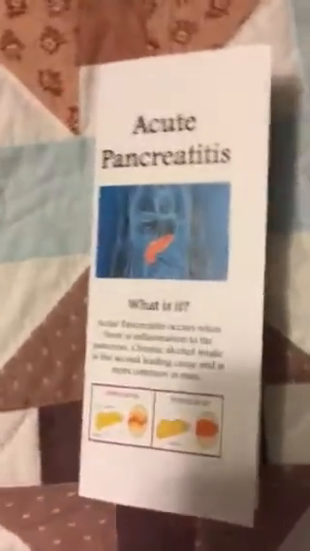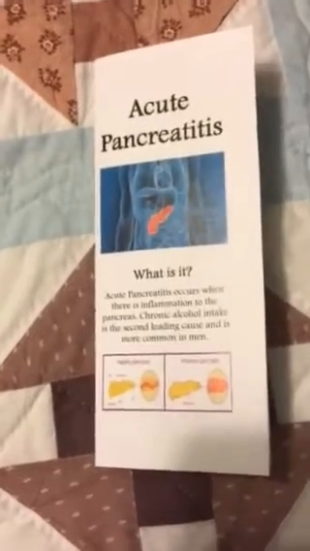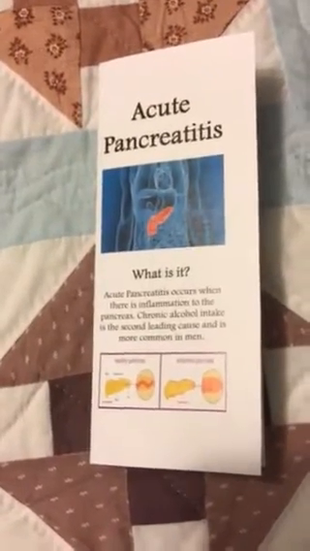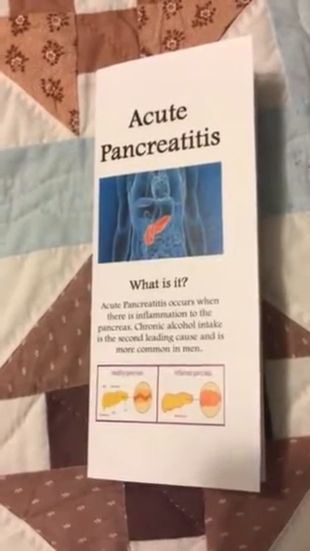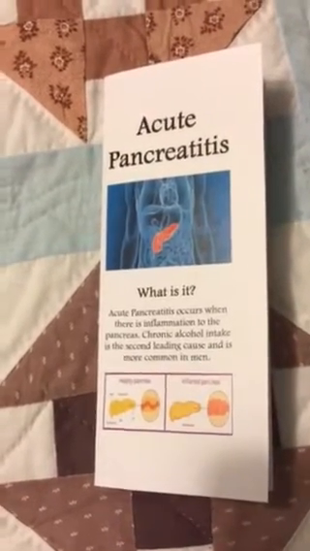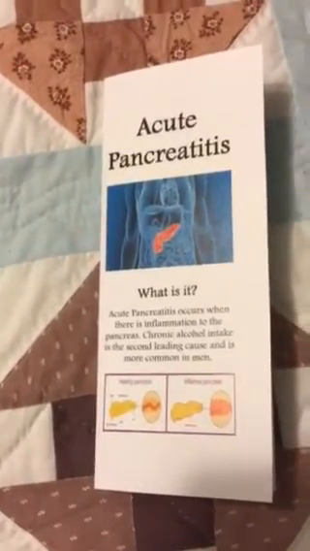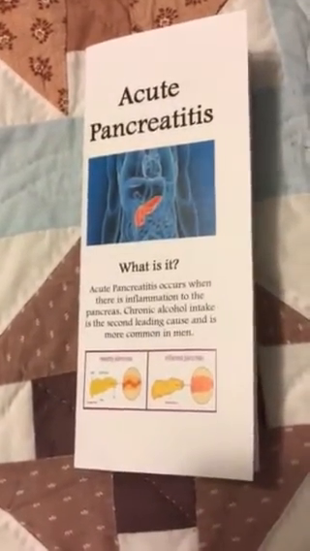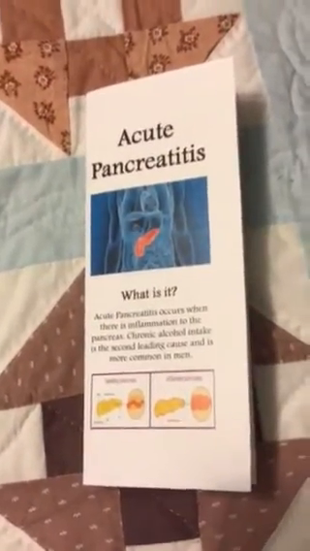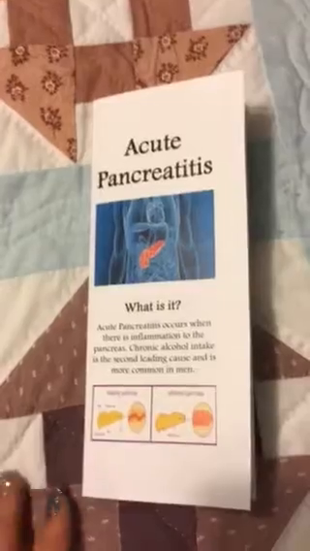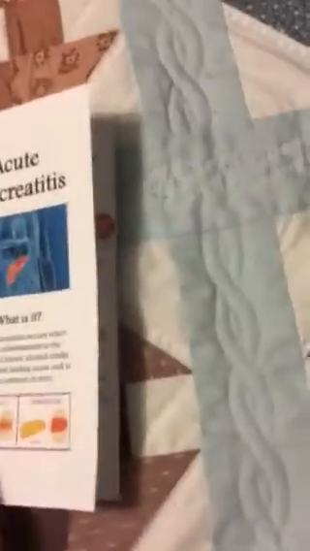And I will read through the acute pancreatitis pamphlet. So what is it? Acute pancreatitis occurs when there is an inflammation to the pancreas. Chronic alcohol intake is the second leading cause and is more common in men. And again, my patient, his blood alcohol level was elevated. He said he wasn't drinking alcohol, so we are taking that into consideration. But just so that he knows in his pamphlet to take home that alcohol is one of those causes.